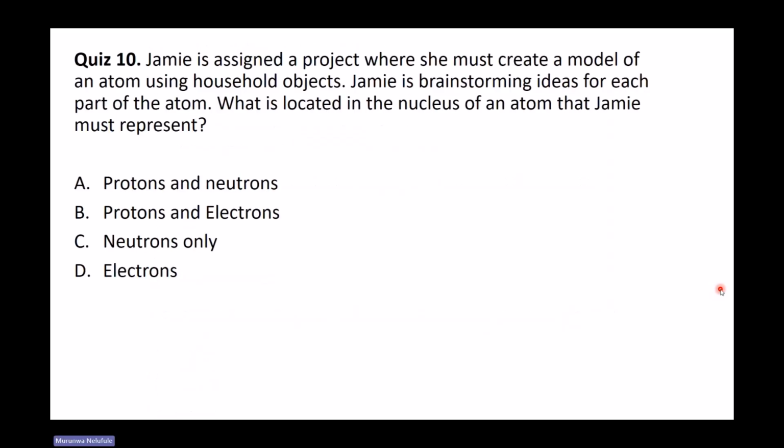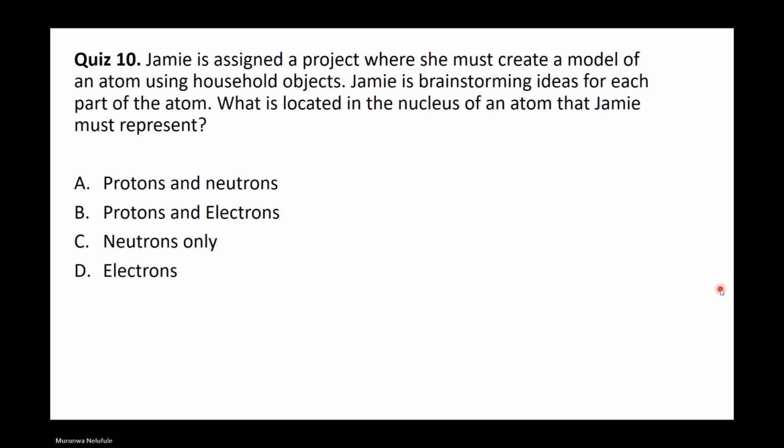Okay, so Jamie is assigned a project where she must create a model of an atom using a household object. Jamie is brainstorming ideas for each part of the atom. What is located in the nucleus of an atom that Jamie must represent? A. Protons and neutrons.